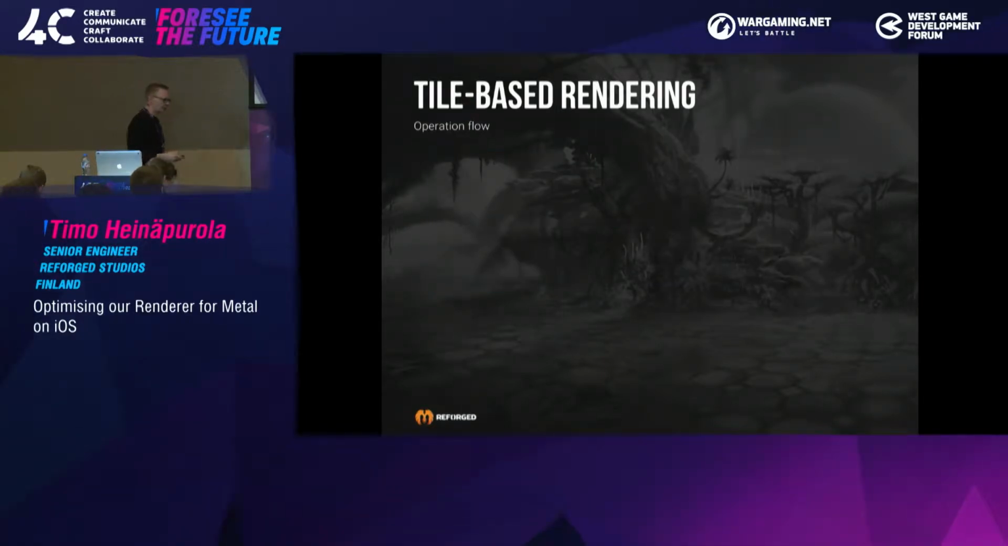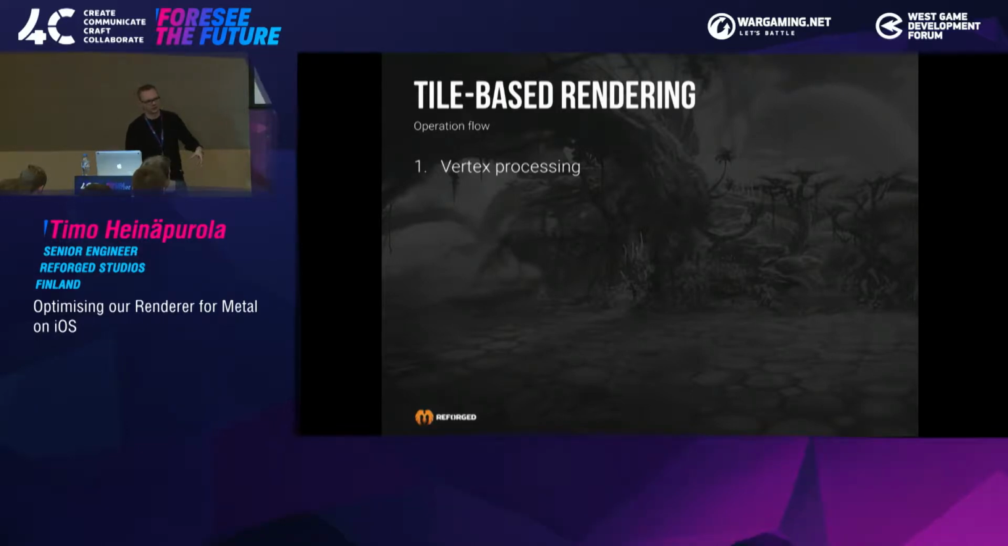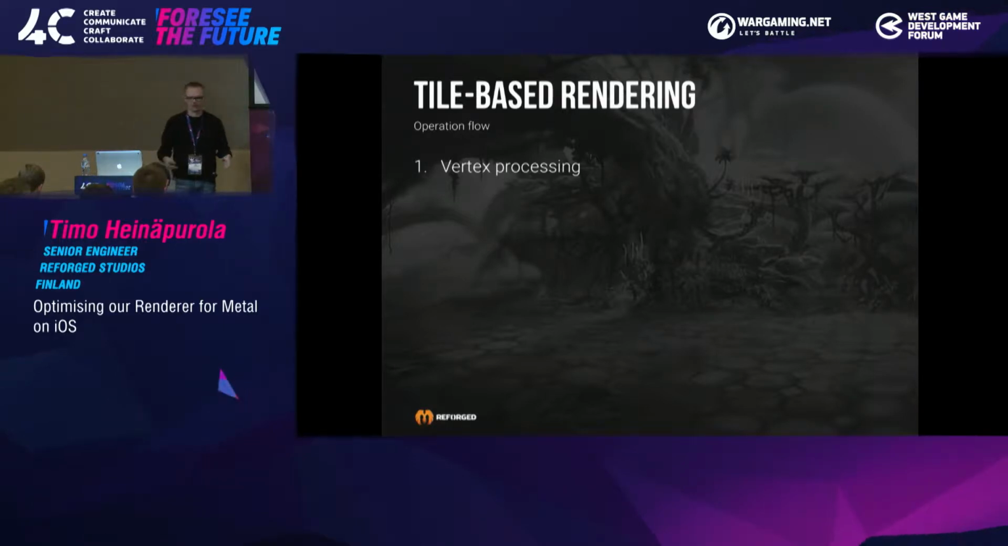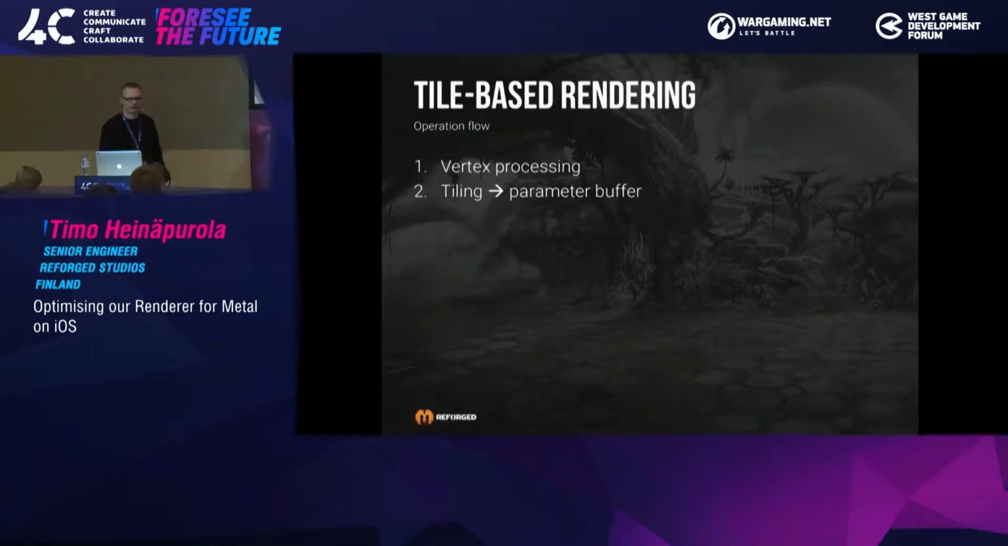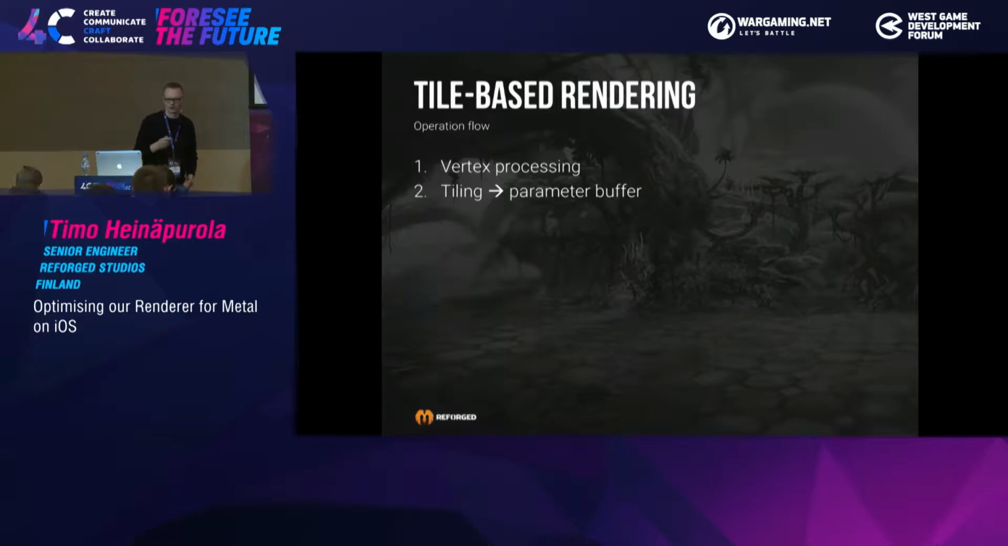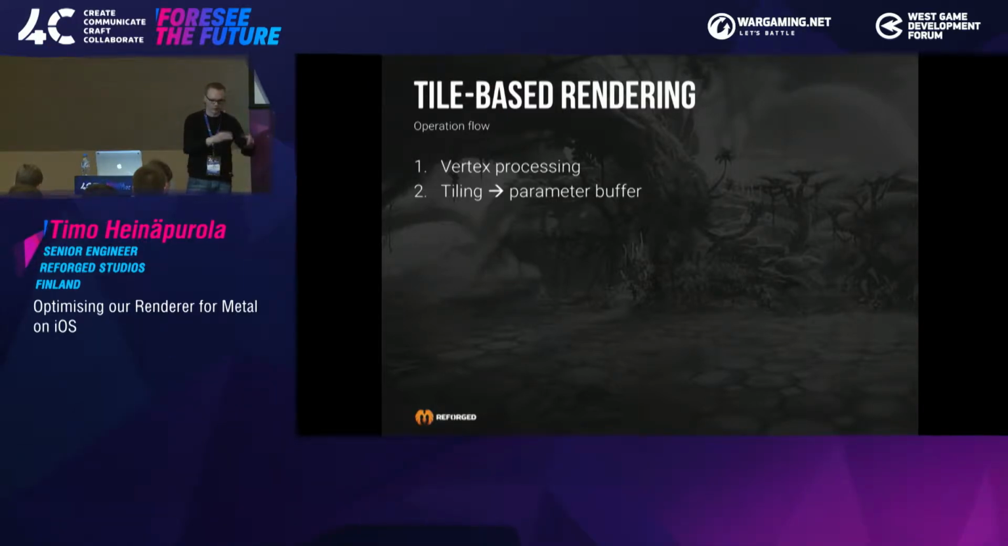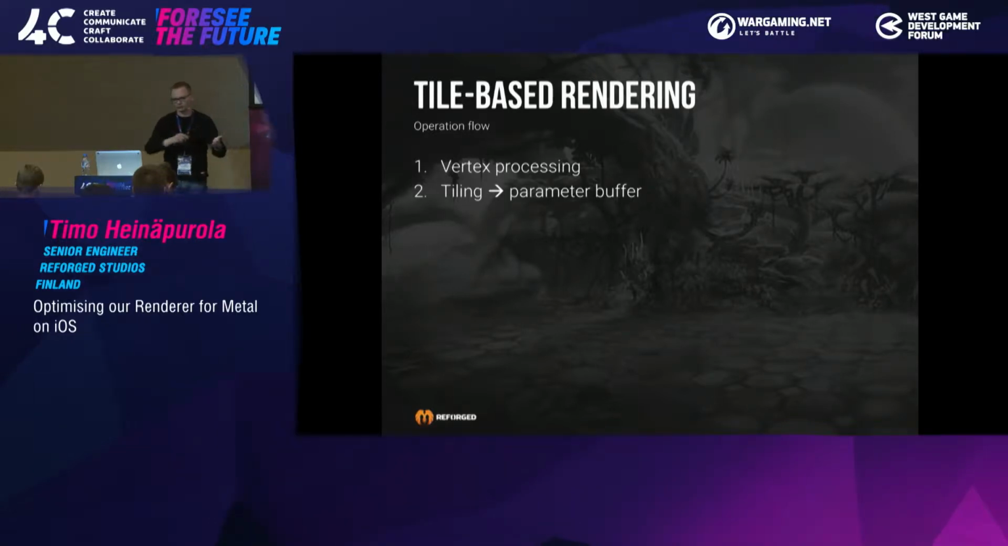The process of actually rendering something always starts with vertex processing. For an individual pass that you're doing in a tile-based renderer, you need to know all the vertices that compose that pass, and you process that geometry. Then you perform tiling. So you determine which tiles will be affected by which geometry, and all that information is put into what's called a parameter buffer. So you have the processed geometry, and then you have the list of tiles which define which geometry affects which tile.